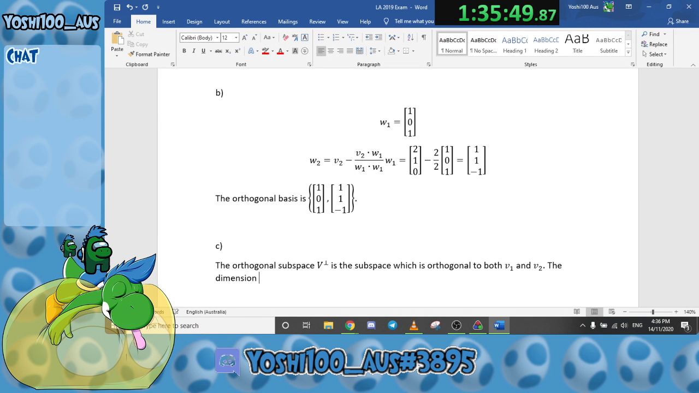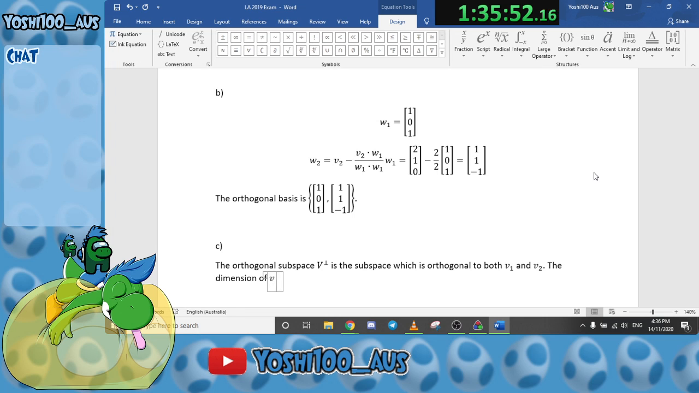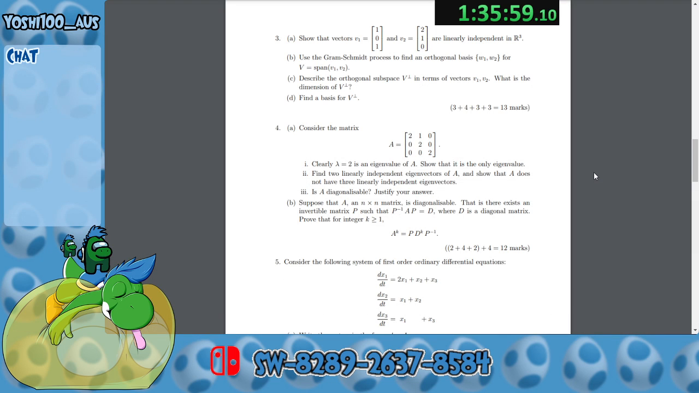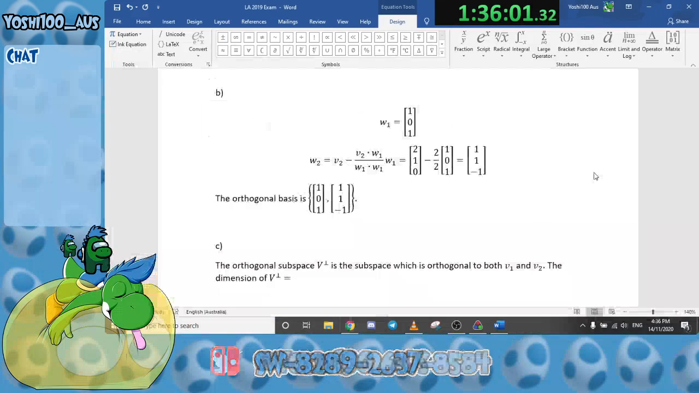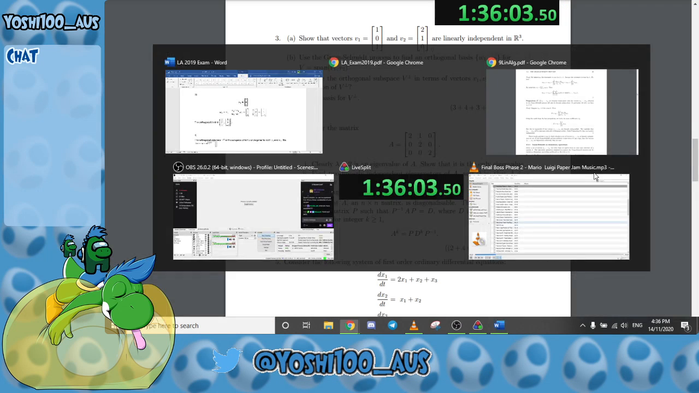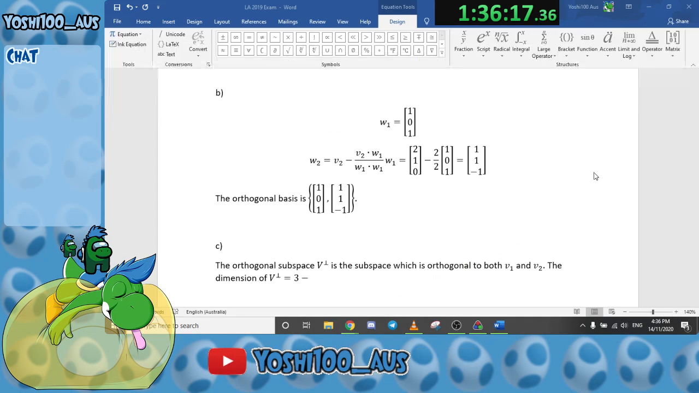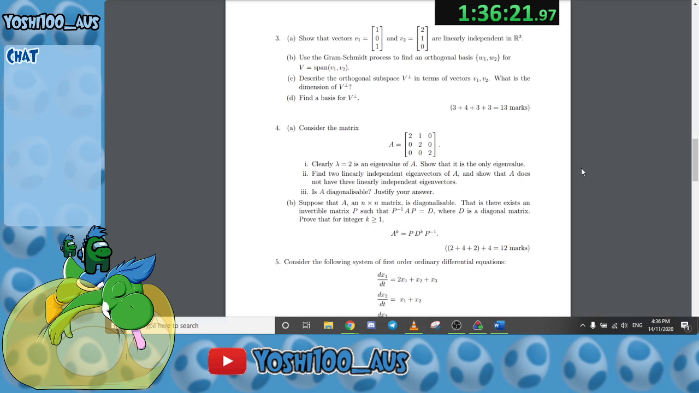Dimension of V is what is it? 3? Hold on. What is the formula for this? It's like n, so 3 take 2. Can I just say it's 3 take 2 is what? Do I need to explain what 3 and 2 are? I think that's fine.